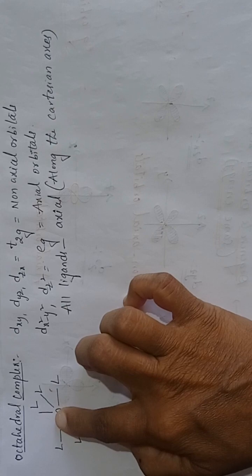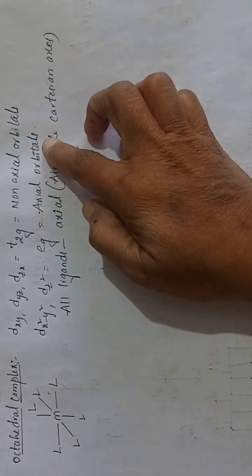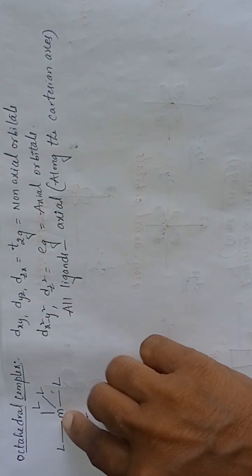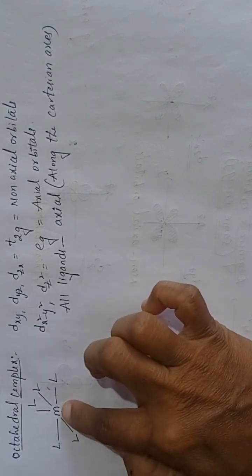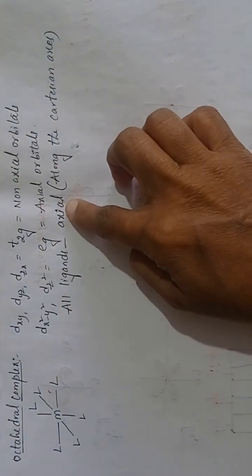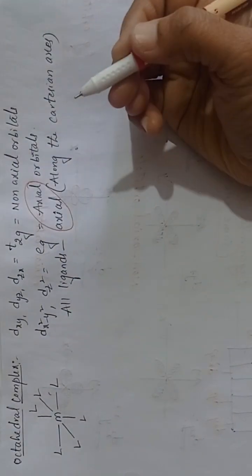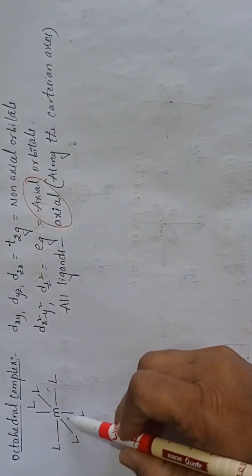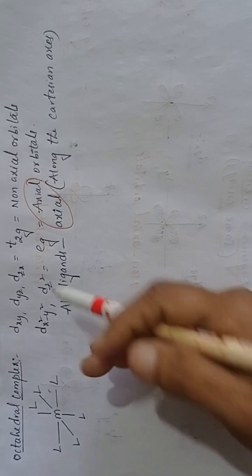Now which d orbitals in the metal atom are axial? Eg orbitals are axial. These two orbitals are named Eg. That means the Eg orbitals of the central metal atom and the 6 ligands are both in the same plane. Because Eg orbitals are axial, the 6 ligands are also axial. So in the metal atom, these two Eg orbitals are axial and the 6 ligands are axial. Both are in the same plane.